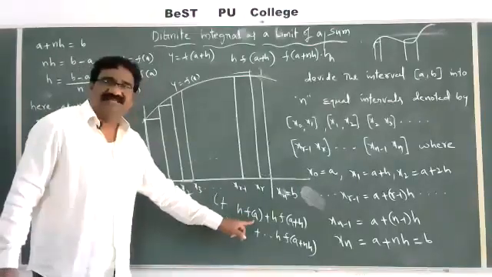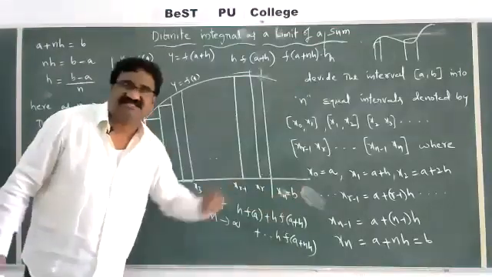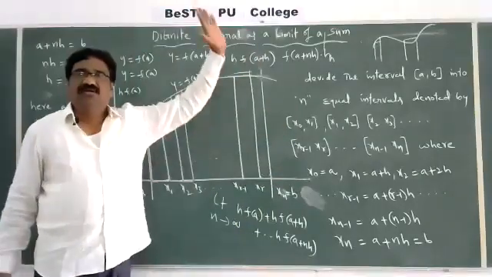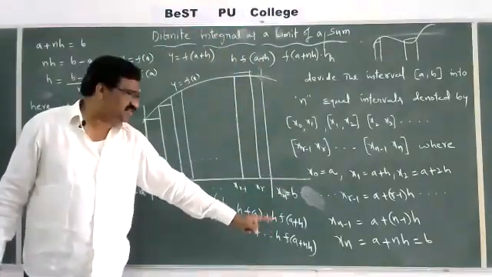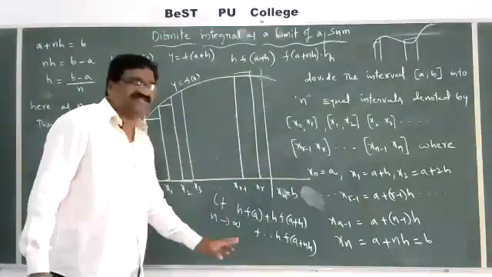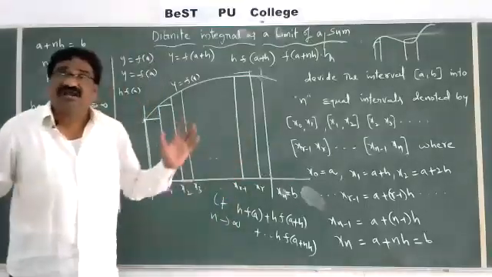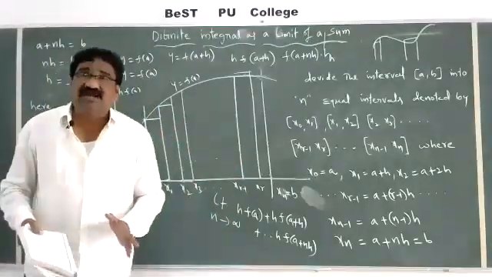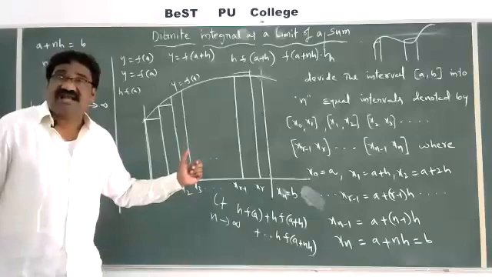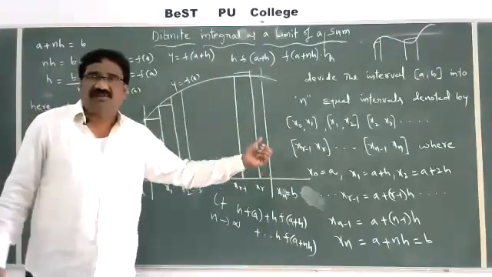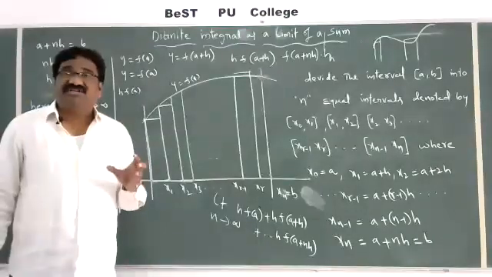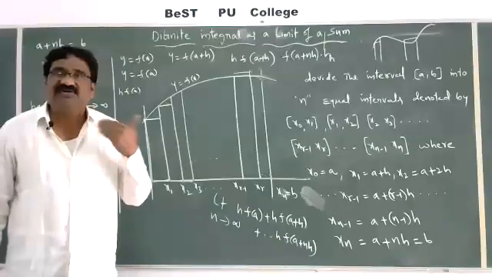H into f of a. The second rectangle's area, h into f of a plus h. The third rectangle's area, h into f of a plus 2h, and so on. The last interval, h into f of a plus nh. Apply the limit n tends to infinity to this whole summation, then you get the sum of all areas. The sum of all areas is nothing but the area of the curve bounded between the lines x is equal to a and x is equal to b and the x-axis. That is called definite integration as a limit of a sum.